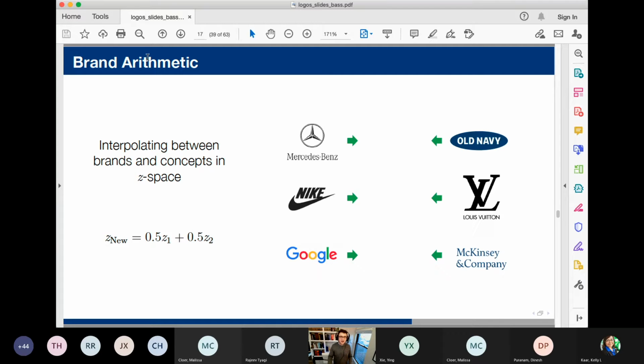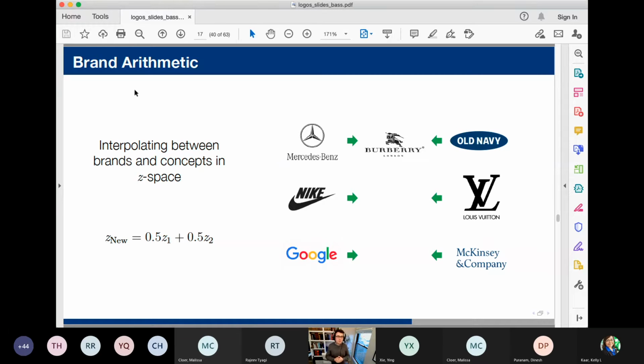So for instance, we can do this with brands. If we ask the model, okay, we have a representation for Mercedes-Benz and we have a representation for Old Navy, what's the midpoint between those two things? Or Nike and Louis Vuitton, or Google and McKinsey? This question is sort of like saying, how could I fuse together Mercedes-Benz and Old Navy to come up with a new brand concept?